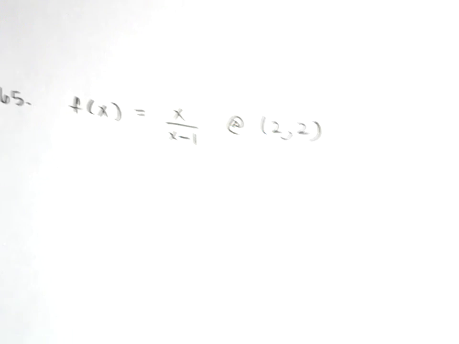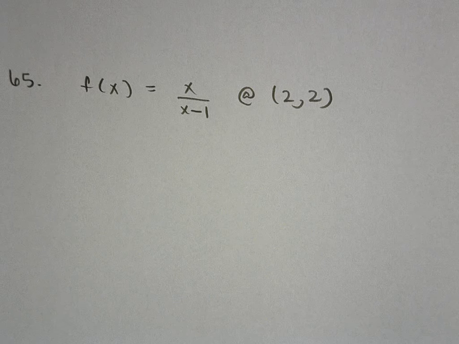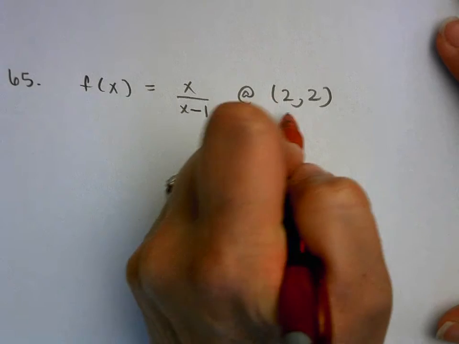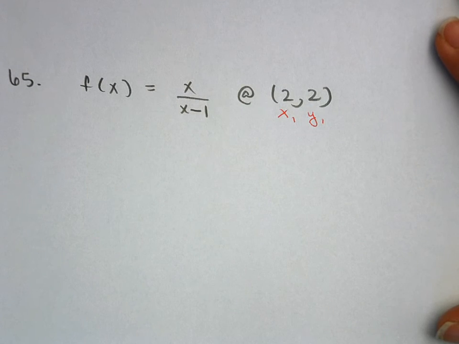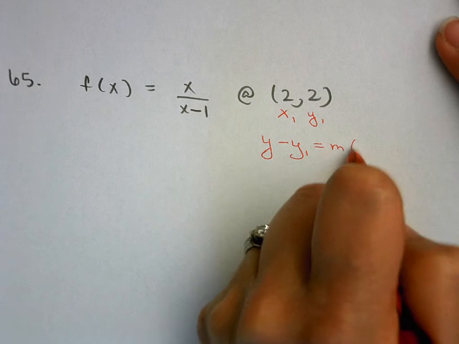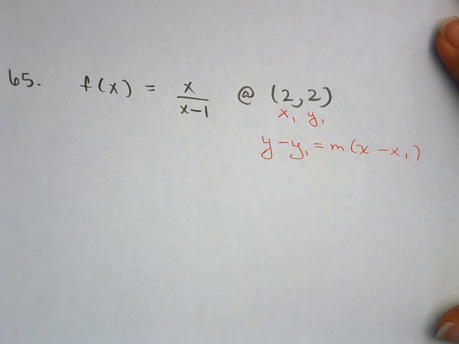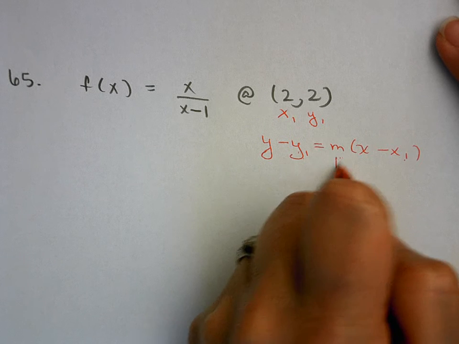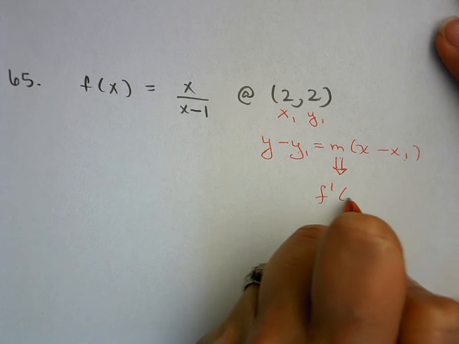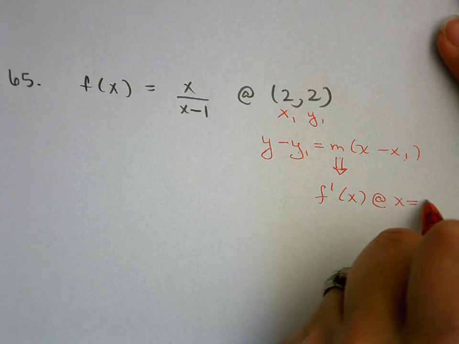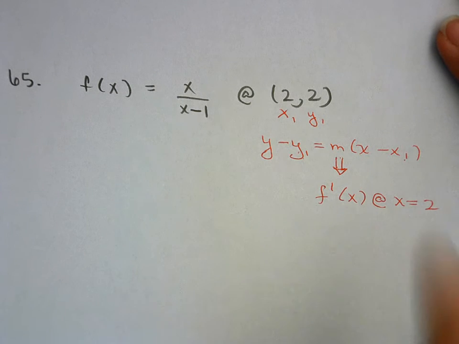So this is number 65 from Objective 3B homework. So this one asked for the equation of the tangent line. So in order to get the equation of the tangent line, I have my ordered pair here, x1, y1. And I know the equation that I want to use is point slope, or that's the one I always use. So I'm given my x1 and my y1, and the only thing left to do is find my slope. And I'm going to do that by taking the derivative and then evaluating that derivative at x equals 2, because our x value is 2.